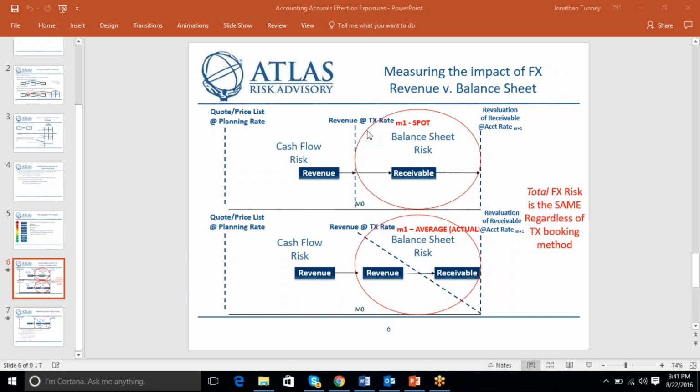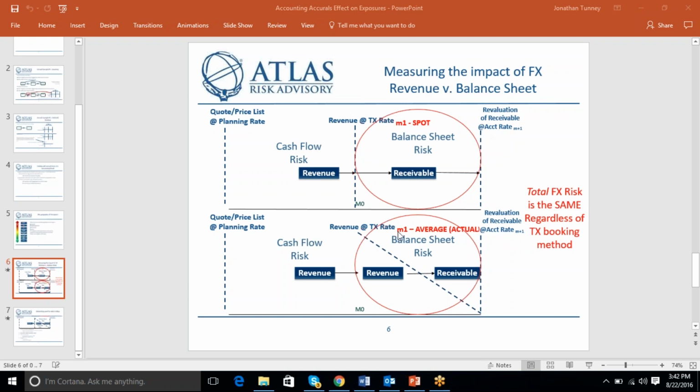So 115 in revenue on workday minus one is going to be the rate you recognize, and the following month, you're going to have 115 of AR. But then when the new spot rate comes in the following month at 105, workday minus one, that AR is going to be recognized down to only $105, and there's going to be what's called a remeasurement loss of $10.